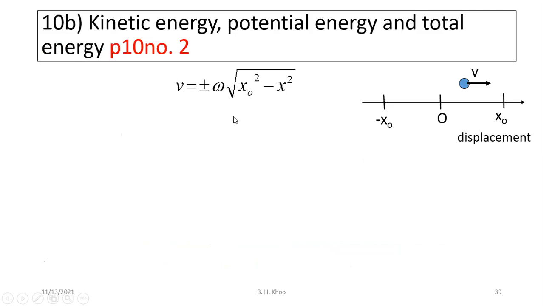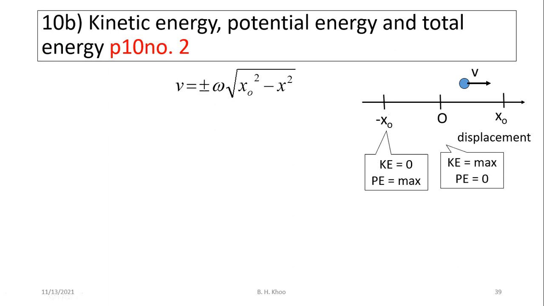Okay, let's go back to page 10, number 2. Go back to this equation for velocity at any displacement. Remember the kinetic energy is zero here. Think of a simple pendulum, that's the best way to think of it. And then potential energy is maximum. And at this part there, kinetic energy is maximum, potential energy is zero.